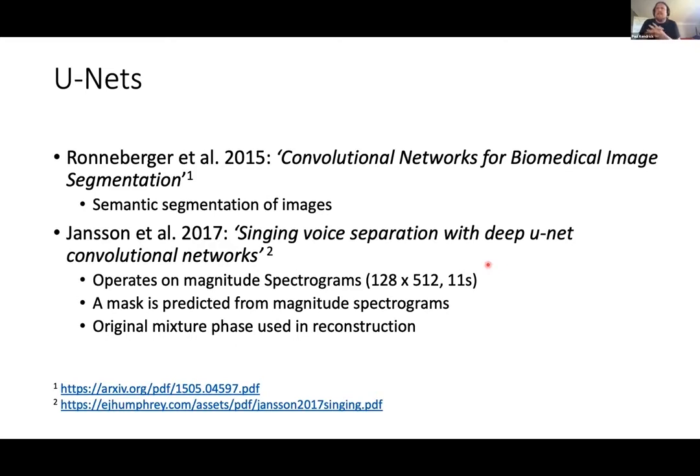In 2017, this publication from Jansson et al. demonstrated that you could use the Unet to do musical source separation. Given some mixture of audio, you calculate the spectrogram of that audio, the Unet can then predict a mask, which you then apply to your input spectrogram, and you can mask out parts of the sound. The idea is that you can have multiple networks and multiple masks to isolate different sound sources. In this case, it was just a singing voice. Interestingly, the original mixture phase is used in the reconstruction.